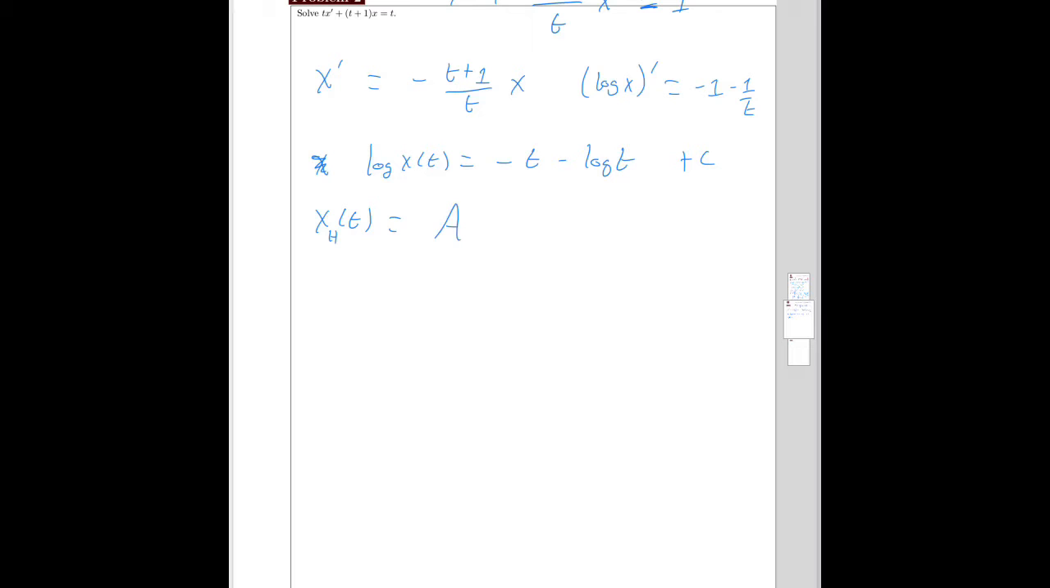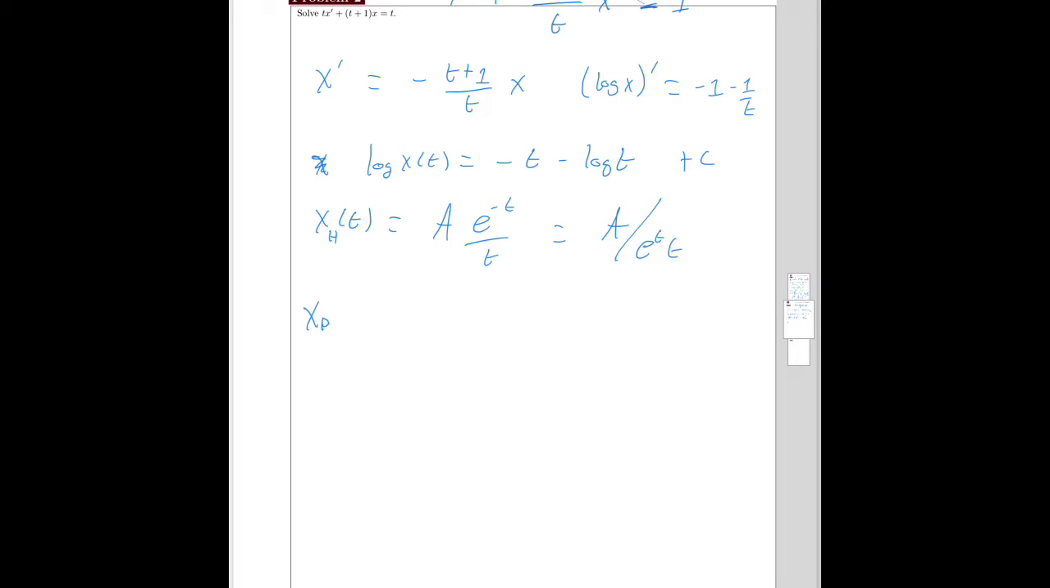So x of t is equal to a times, so I raise both sides to the power of e, and what I get is a times e to the minus t over t. Okay, or maybe you want to write this as a over e to the t times t, however you want to write it.